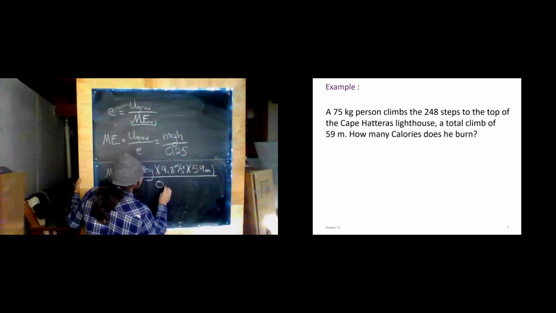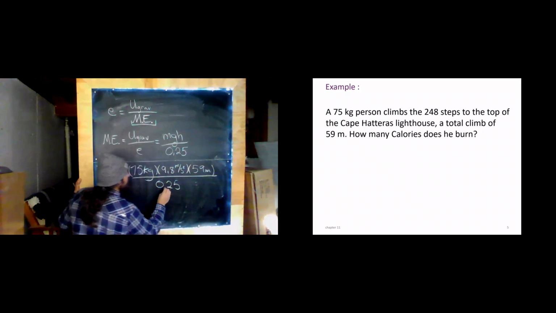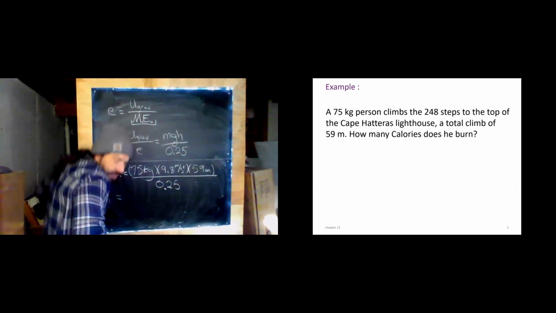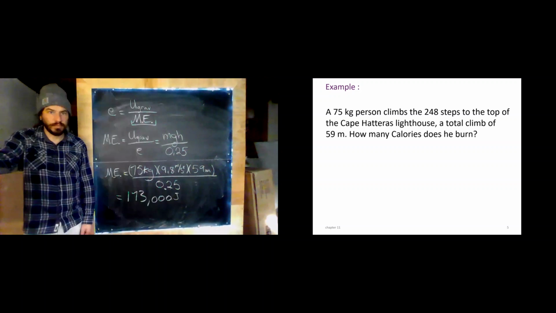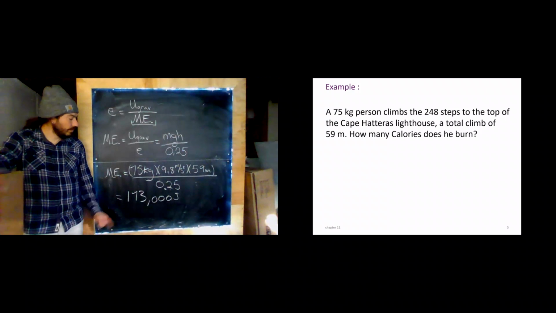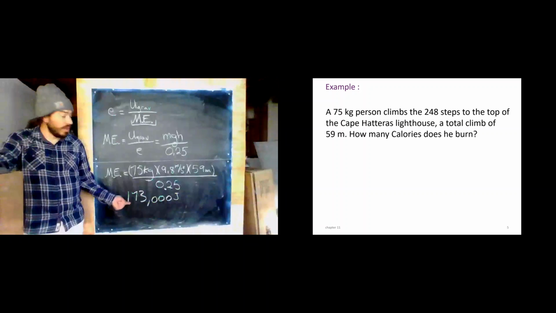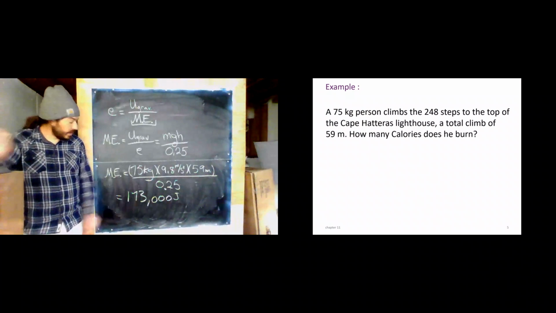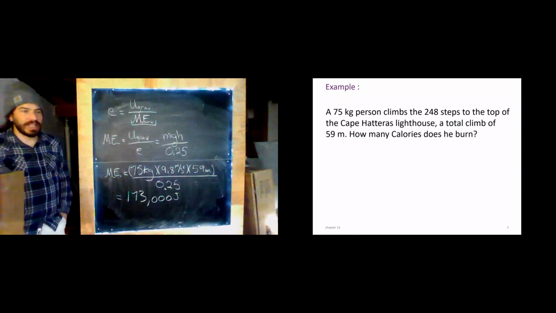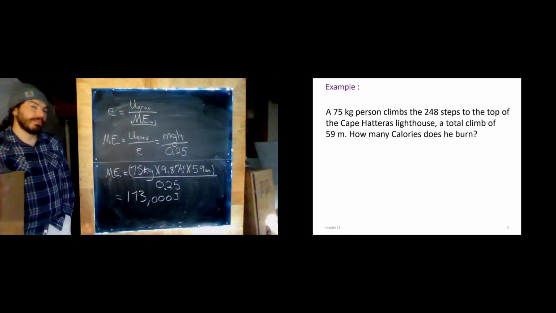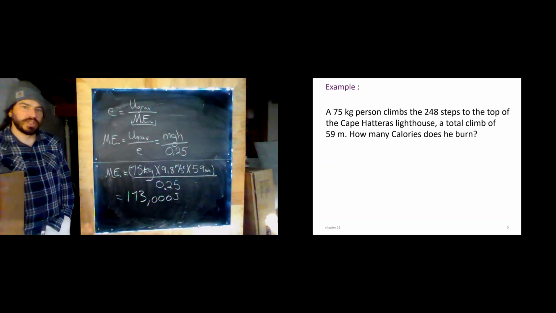Divided by 0.25. How many calories? Well, we just got to run our calculator. And when we do, we got 173,000 joules. Does that answer the question? Well, kind of. How many calories did you burn? Well, we've answered the question, how much metabolic energy did this person use?